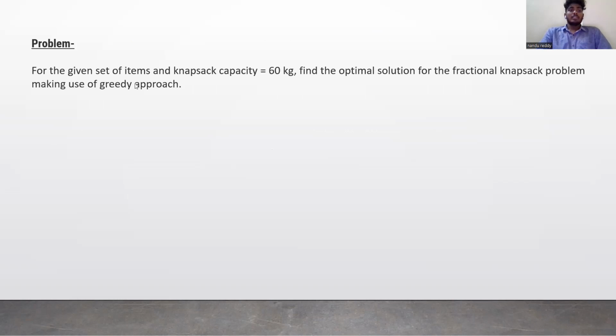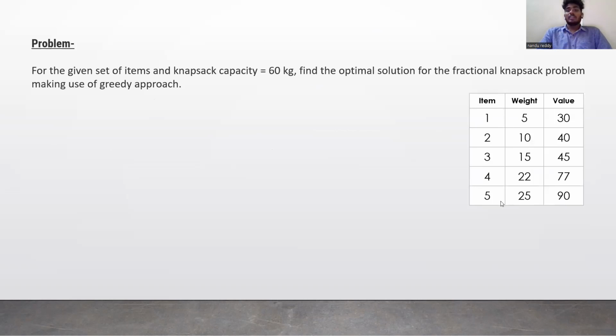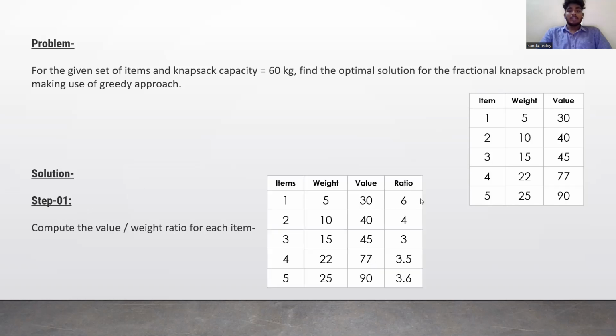Problem. For the given set of items and knapsack capacity equal to 60 kg, find the optimal solution for the fractional knapsack problem using the greedy approach. Here 5 items are given, and the weights of the 5 items are given, and their values are also given. For the solution, first step: compute the value by weight ratio for each item. 30 by 5 is 6, 40 by 10 is 4, 45 by 15 is 3, 77 by 22 is 3.5, 90 by 25 is 3.6. These are the value by weight ratios.